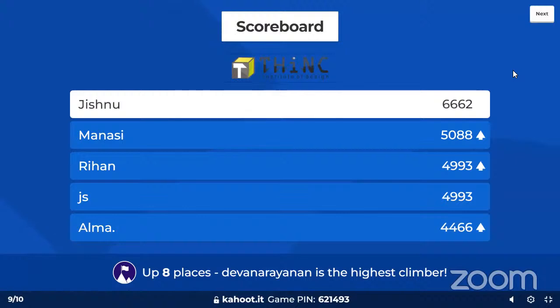Still, Jishnu stands top with 6,662 points. Manasi on second with 5,088 points. Rihan with 4,993 points on third. JS, oh, again a tight competition, 4,993 points. Alma with 4,466 points on fifth. Special mention for Devanarayan, he's the highest climber. So again, Jishnu still tops the game with 6,662 points. Manasi with 5,088 points on second, Rihan on third, JS and Rihan tied in competition, guys, for the third position.